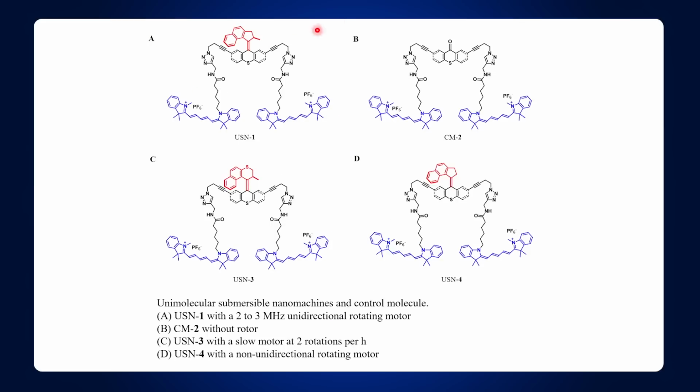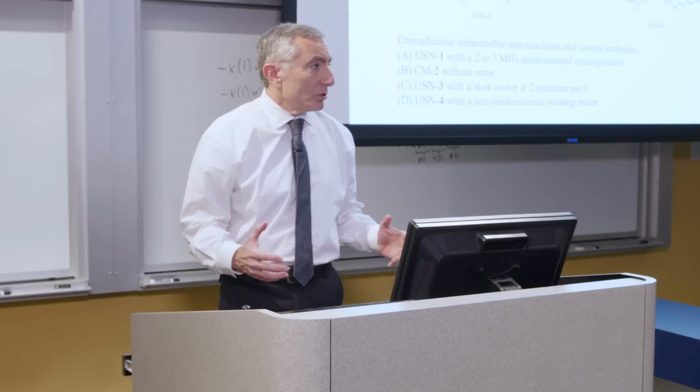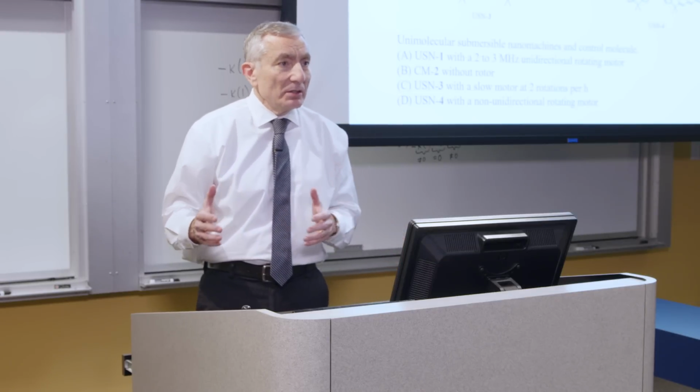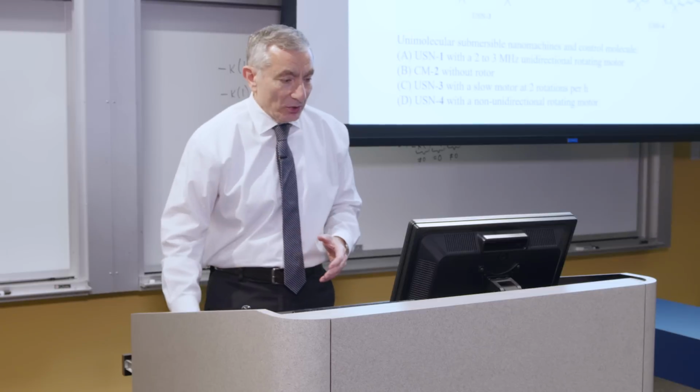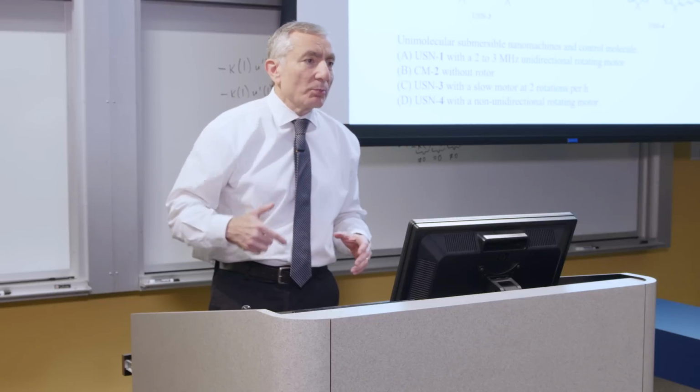And so we built several of them. This was the Unimolecular Submersible Nanomachine, USN. This is the one that has a spinner that when you shine a light on it, it spins at 3 million rotations per second, so fast. We built one that has no rotor on it as a control. So you need something that doesn't have a spinner on it, so there's nothing there. We built one with a slow motor that's 1.8 revolutions per hour.